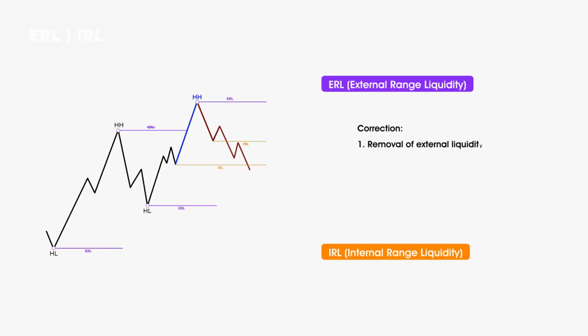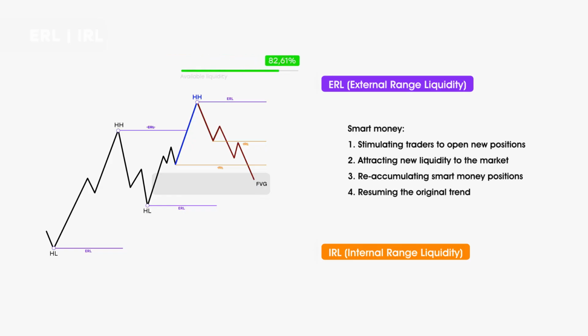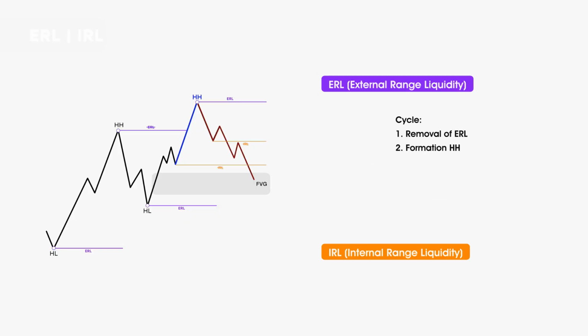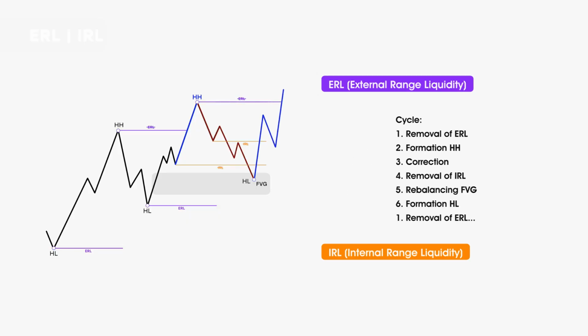During a correction, the market performs 2 tasks. It removes internal pools of sell liquidity and eliminates previous price inefficiencies. These actions encourage traders to open new positions, saturating the market with the liquidity large participants need to continue the trend. The cycle concludes with the price moving to a new zone of external liquidity, after which the process repeats. This is a continuous dynamic based on changes in market liquidity.